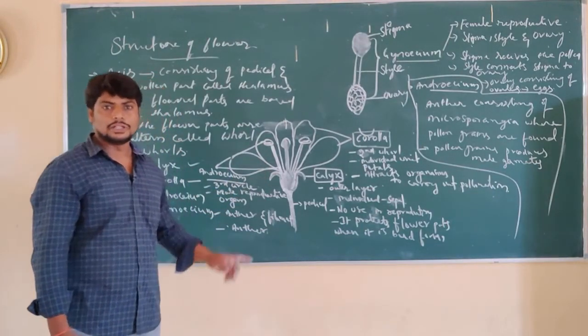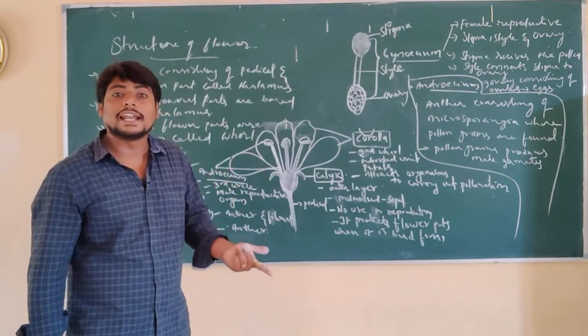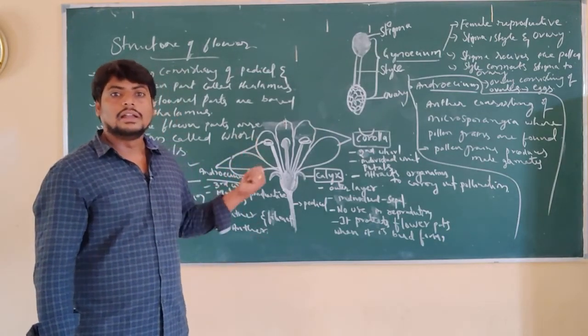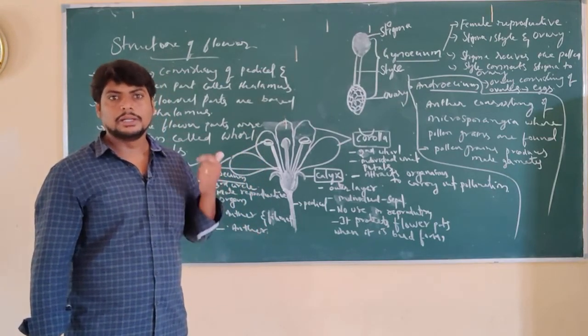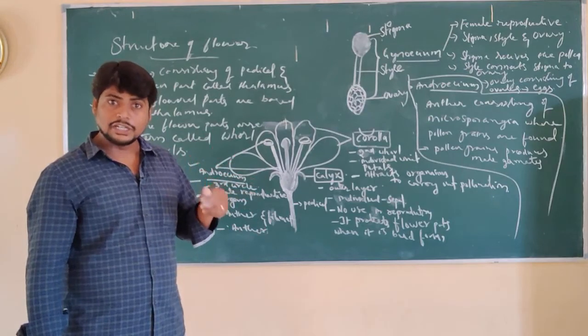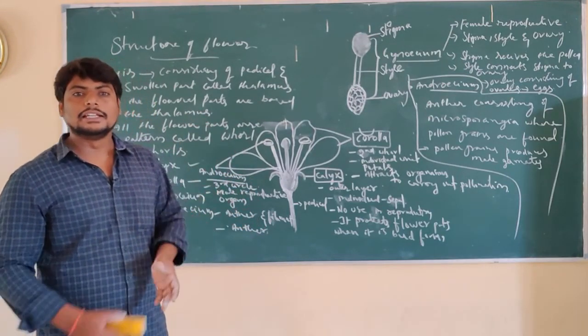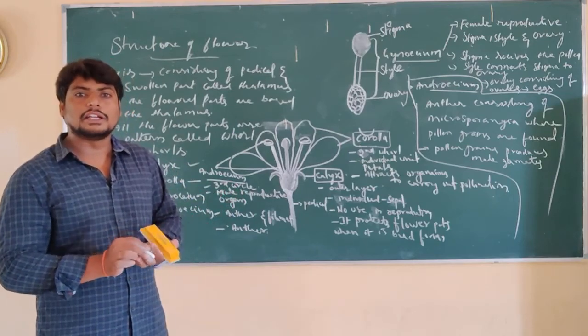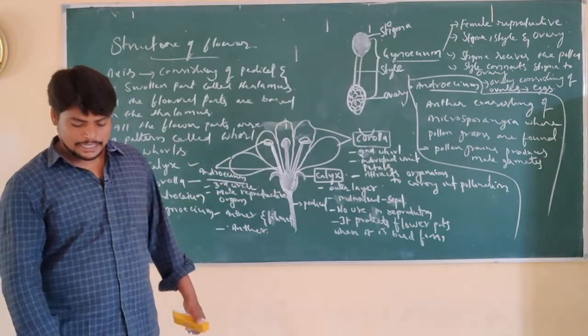Next we will discuss how the reproduction process is occurring. What are the events occurring? That is pre-fertilization, fertilization, post fertilization. These are the three important events that occur in a flower, which we will discuss in the next class.